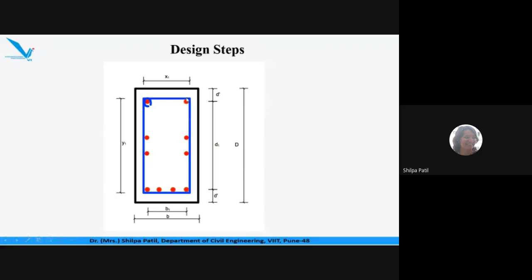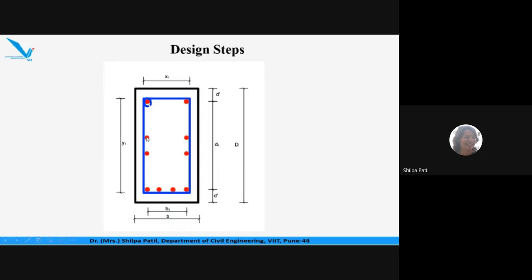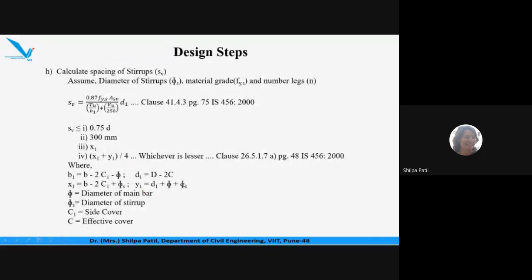And similarly, half of phi s. Phi s is the diameter of the stirrup, from top and bottom, so combinedly it will be phi s. So this is the equation, D1 plus phi plus phi s. In short, I want the center to center distance between the two legs of the stirrups as x1, and the center to center distance between the top and bottom leg of the stirrup as y1. In any way you can calculate. This is the simplest way of representing x1 and y1 in mathematical format, so I have written it in this fashion. So this is about the spacing between the stirrups.